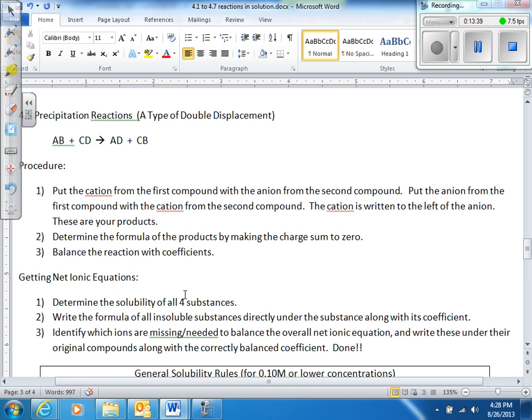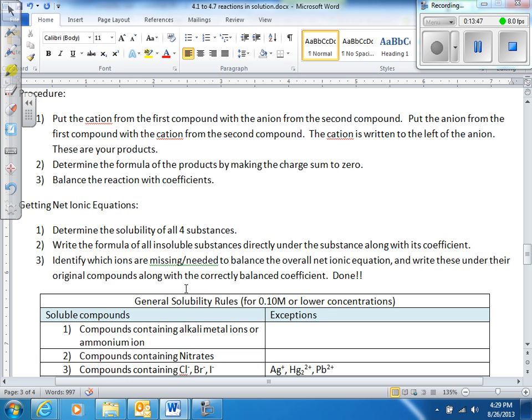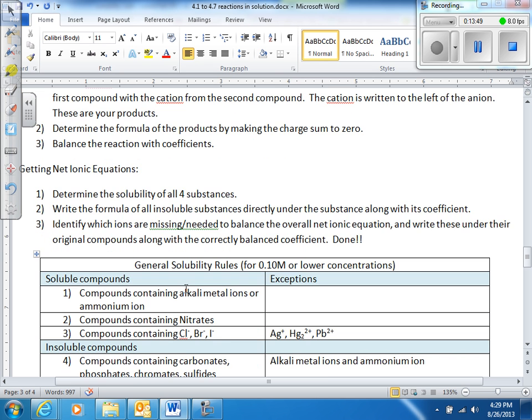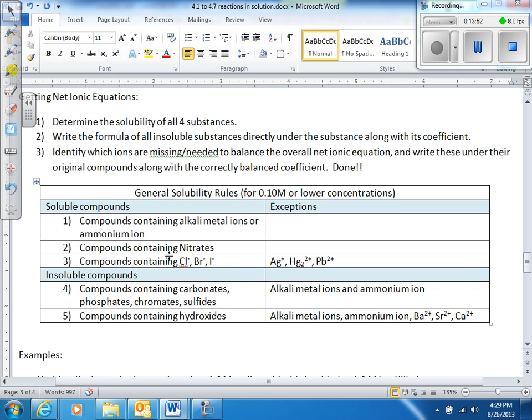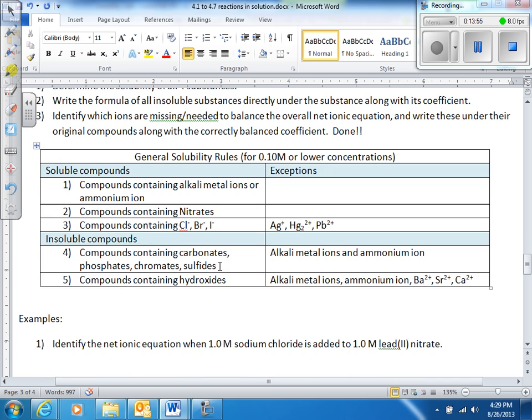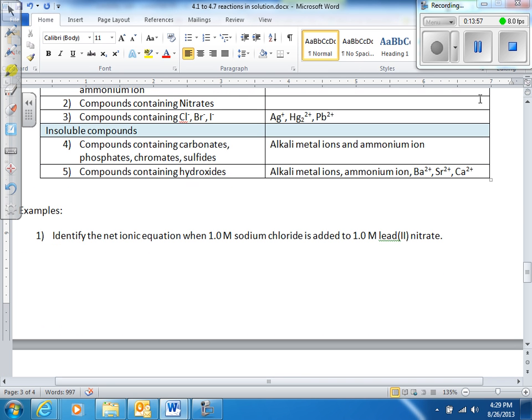So procedure's all written down. You can read through this at your own pleasure. At your leisure. With pleasure, I'm sure you would read through this as well, because it's so nice reading through directions on how to write net ionic equations. And I've rewritten your solubility rules for you here. And let's do an example problem now.